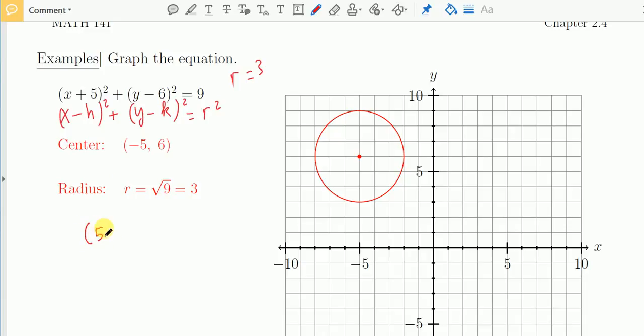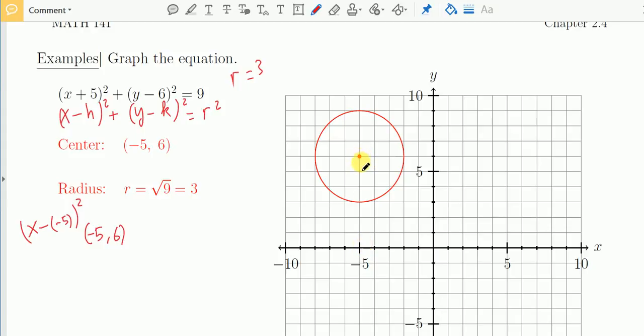So you have 5, 6. Sorry, minus 5, because we have plus 5 here. So because x minus of minus 5, minus and minus give me plus. So therefore, h is minus 5, and k is 6. So the center is minus 5, 6. So I go 1, 2, 3, 4, 5, minus 5, go up 6.